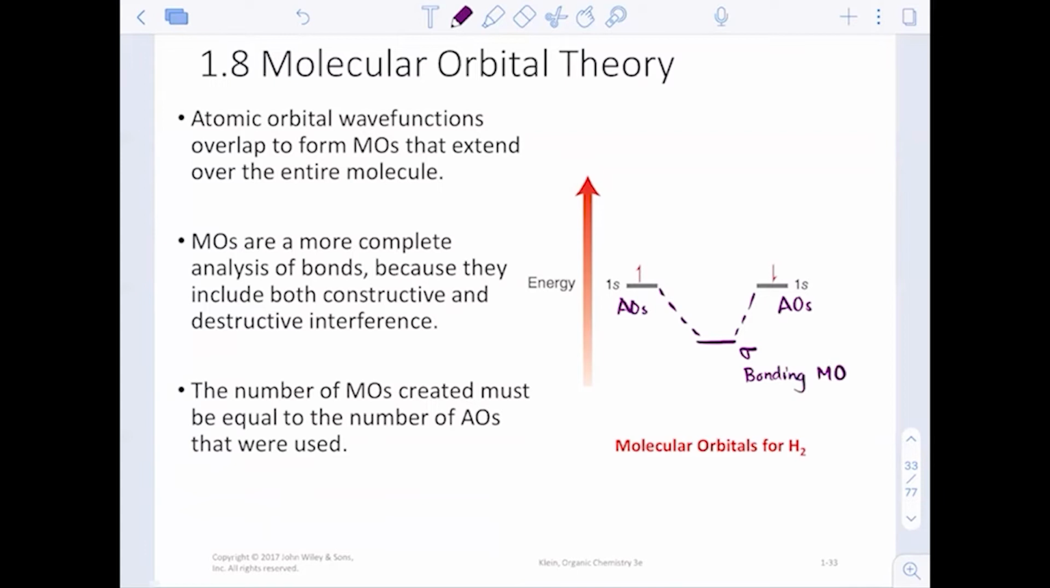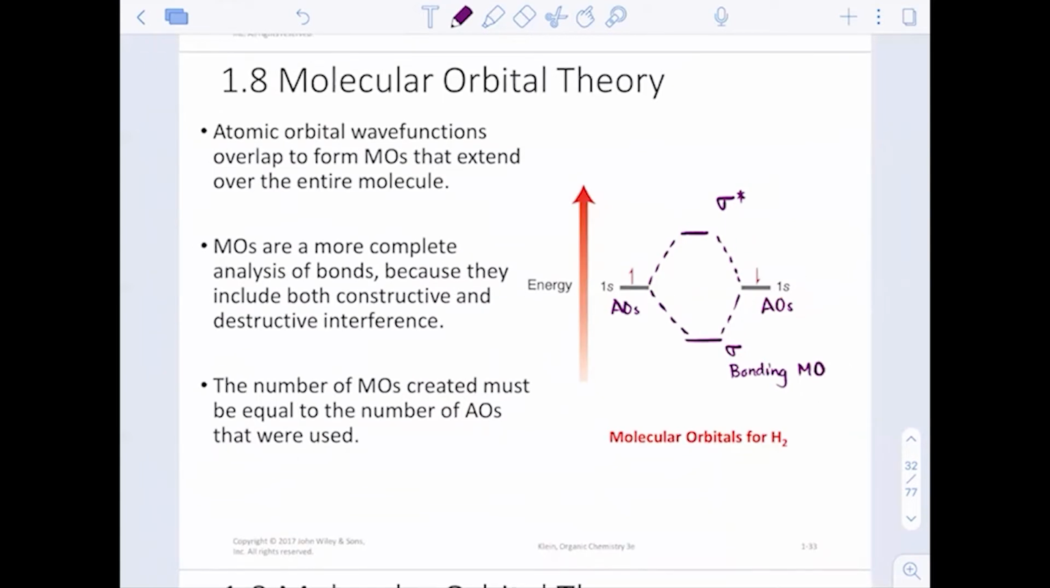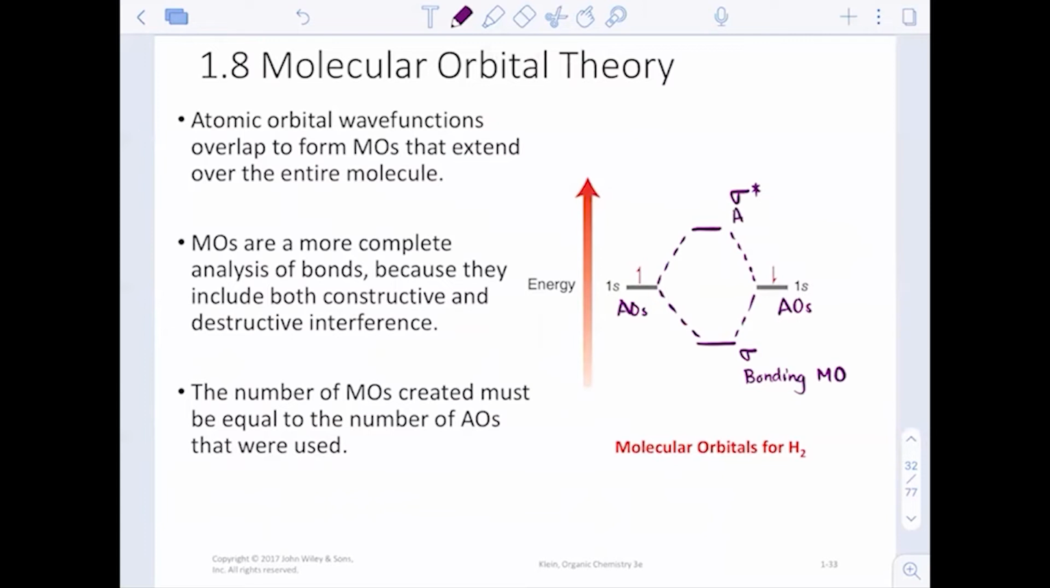But when I put two things together, I always get something that is destructive as well. I get the constructive, which is bonding, and I get the destructive, which we'll call the sigma star, with a little asterisk up there. Sigma star is how we phrase it, or we call it the anti-bonding. We won't spend too much time discussing anti-bonding MOs, but we will see them a little bit in chapter 4. Singular MO right there.